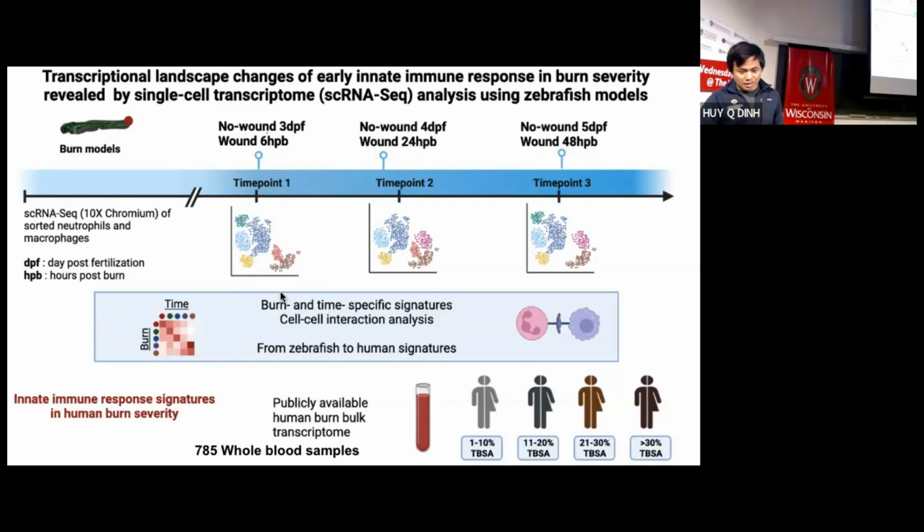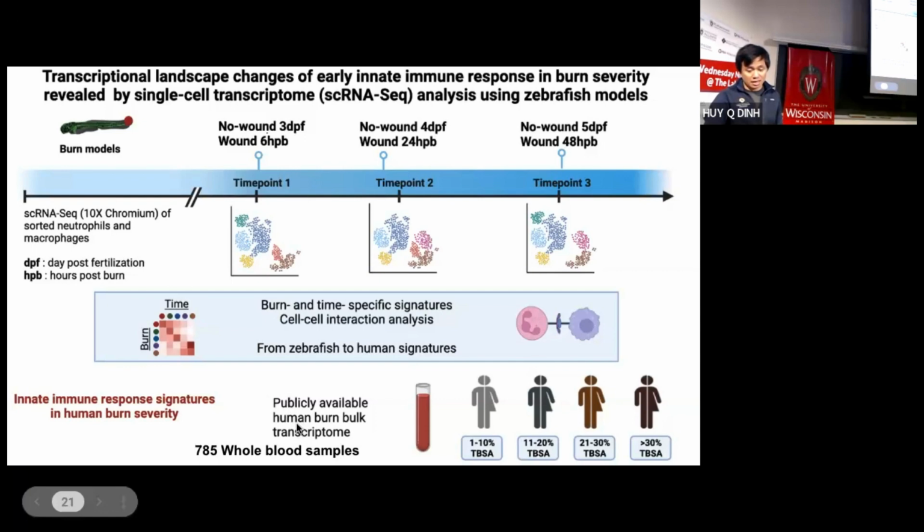We identified neutrophil and macrophage subsets, and we identified burn and time-specific signatures, and we analyzed the cell-cell interactions. And single cell data for human burn does not exist yet. We are going to generate that, but for now it's not available. We're looking at publicly available data, and to our surprise, even normal RNA-seq is not out there yet.